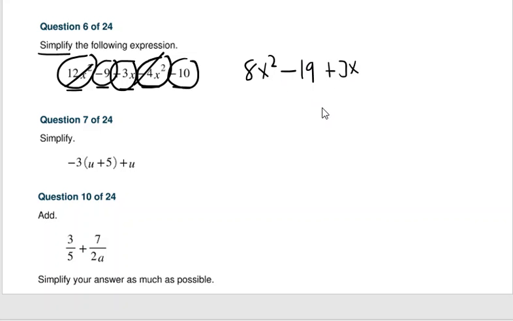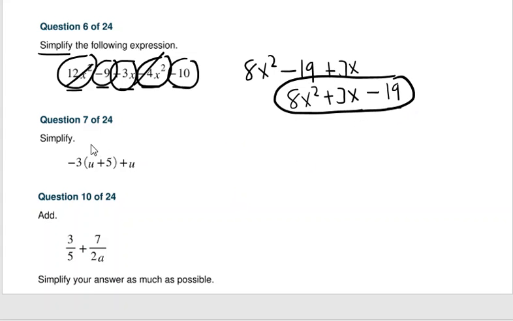Now, when you simplify an expression, it's always best practice to write the expression in descending order of the exponent. So notice this is x to the second, x to the first, and then this is just a constant.